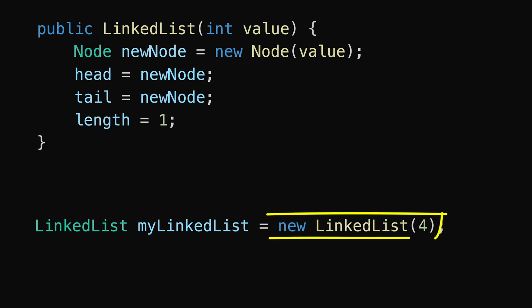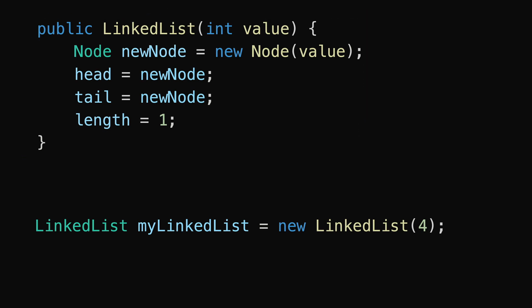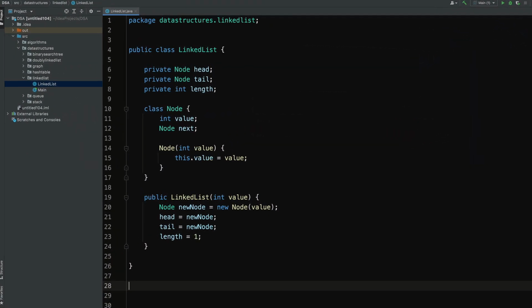And then on this side of the equal sign, we're actually creating a new linked list with that new keyword, which runs this constructor. So when you run this line of code, it is creating all of this. It is creating a new node with a value of 4. We're setting head and tail equal to that new node, and we're setting the length to 1. So now let's flip over to our code editor and take a look at this.